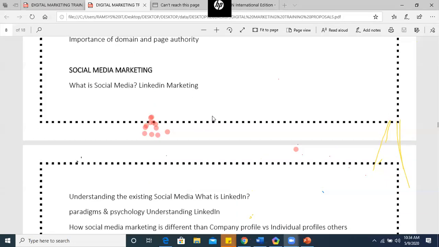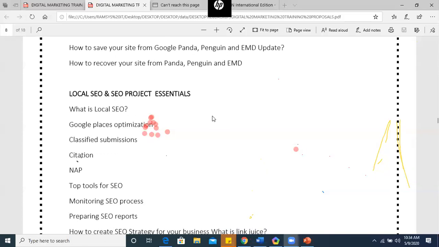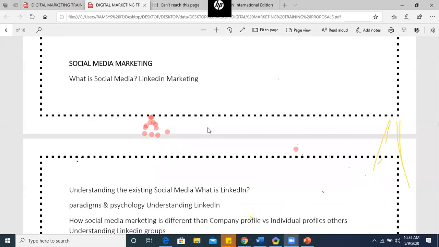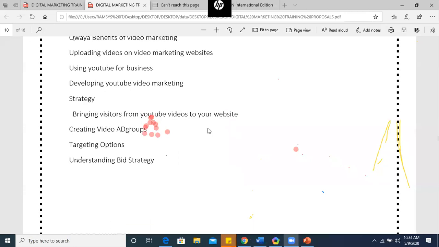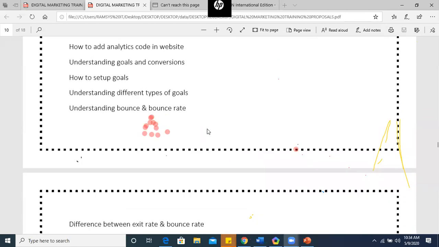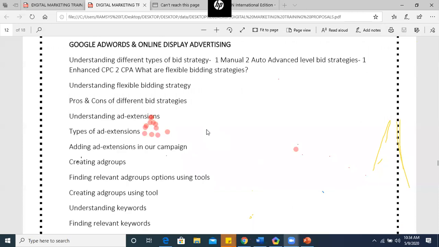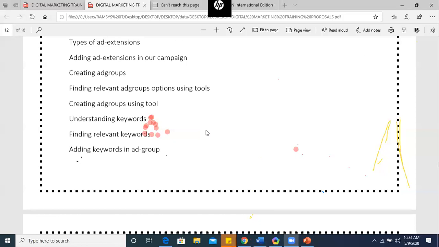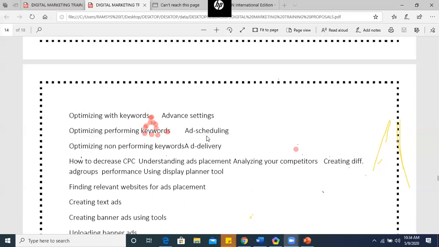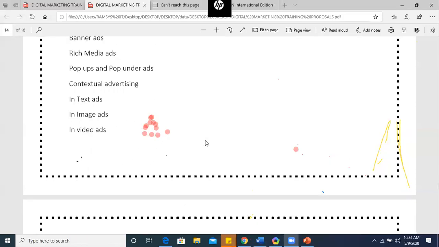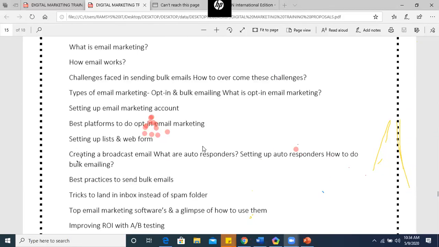And then we have local lessons. We talk about local SEO. We talk about social media marketing. We look at Google Analytics in details. We'll go through Google AdWords, what we do to get SEM, okay, that's online display. We'll look at Google AdSense. How can you make money from Google? YouTube ads. We'll do all that.